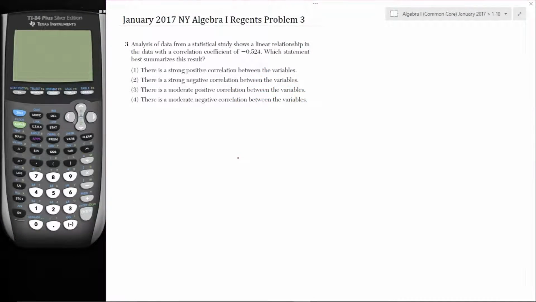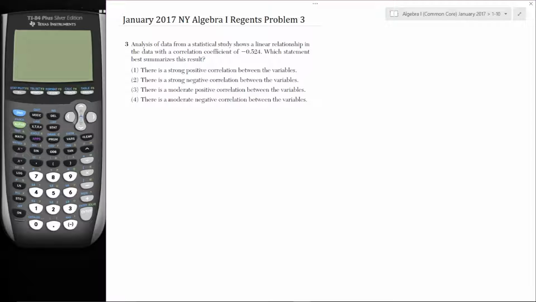Here's problem 3. Analysis of data from a statistical study shows a linear relationship in the data with a correlation coefficient of negative 0.524. Which statement best summarizes this result? 1. There is a strong positive correlation between the variables. 2. There's a strong negative correlation between the variables. 3. There's a moderate positive correlation between the variables. Or 4. There's a moderate negative correlation between the variables.